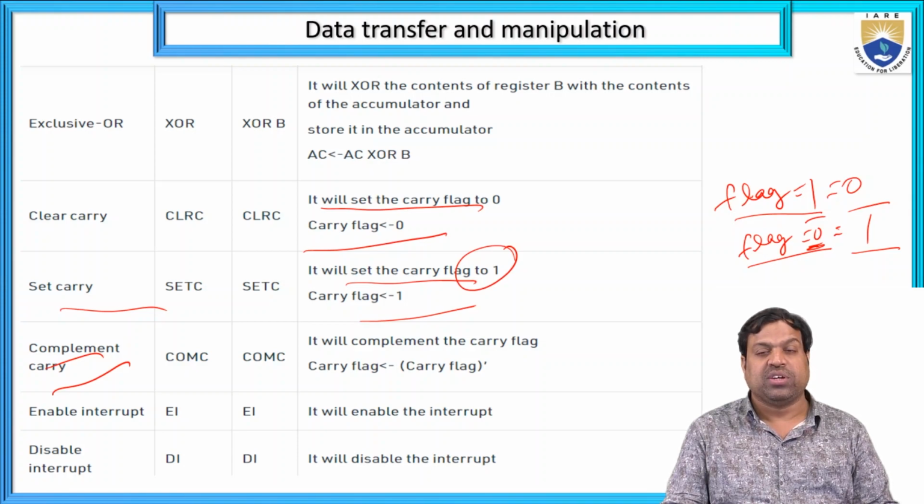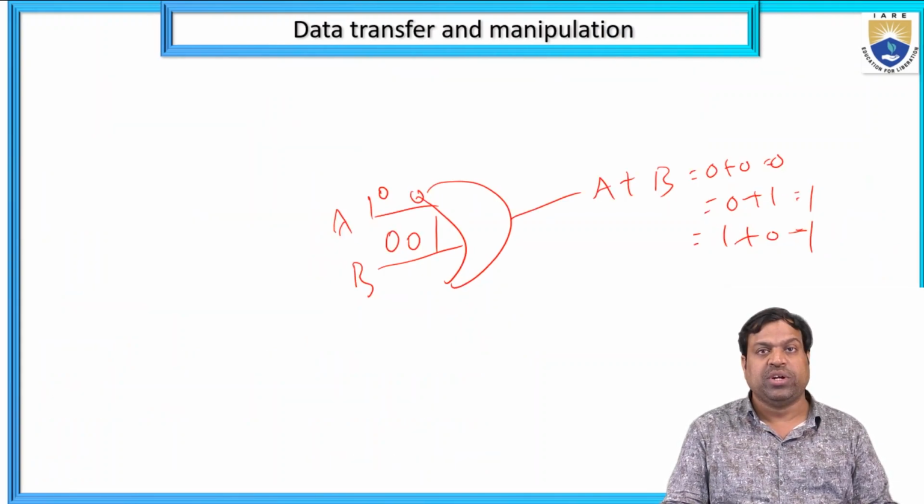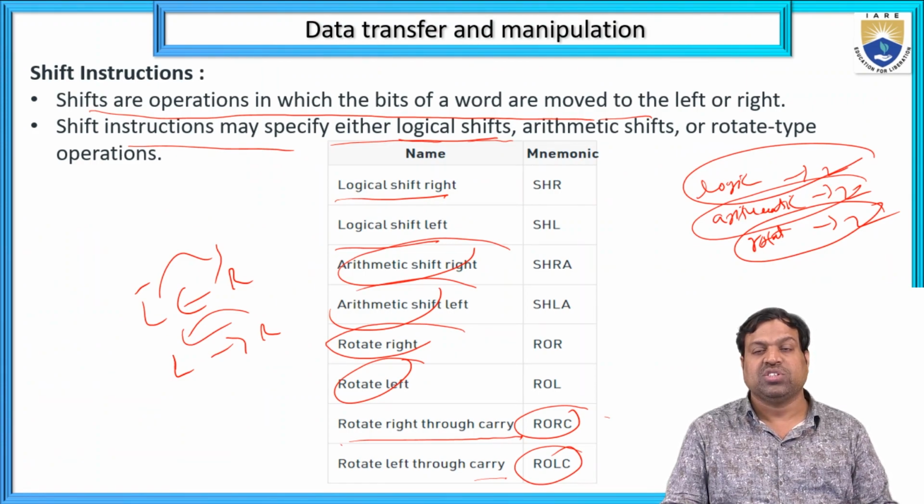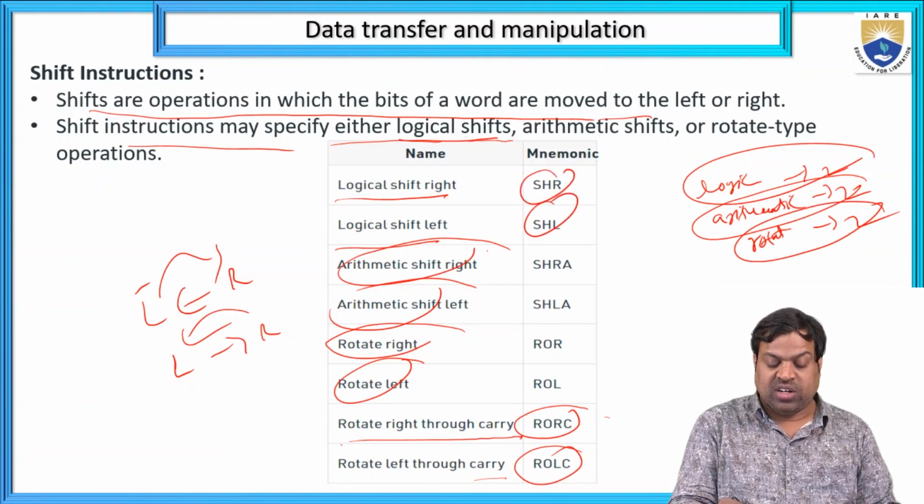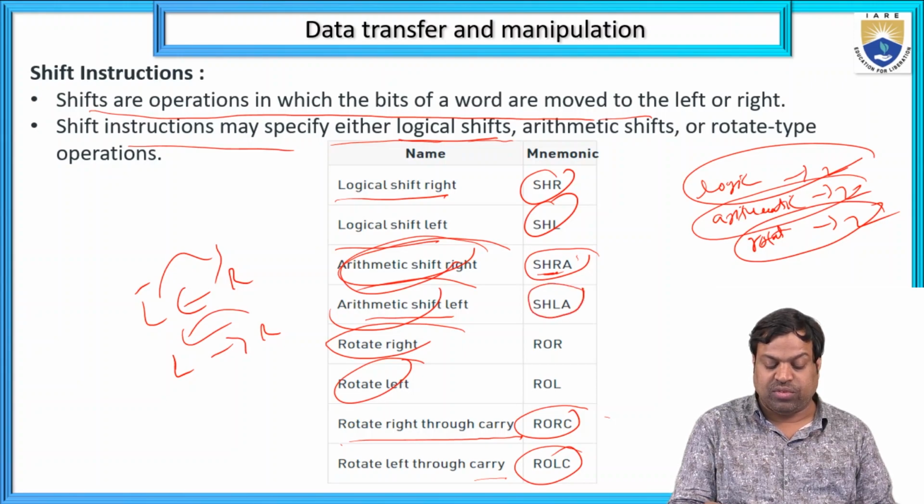And enable interrupt. The interrupt is not there, but we have to enable it. And if the interrupt is already enabled in the input, we go for disable, that is disable interrupt. And shift instructions are of three types: logical shift, arithmetic shift, rotate shift. So in the logical, two types: logical shift right, logical shift left, SHR, SHL. Arithmetic shift right, SHRA, shift right A. Arithmetic shift left of A.